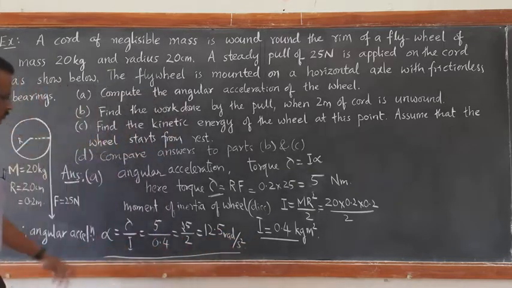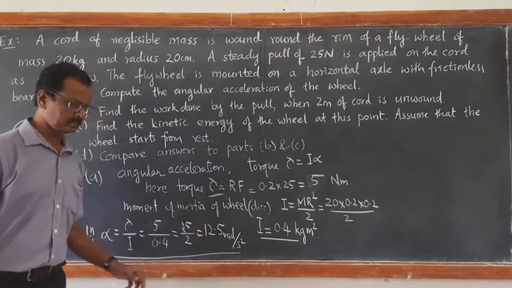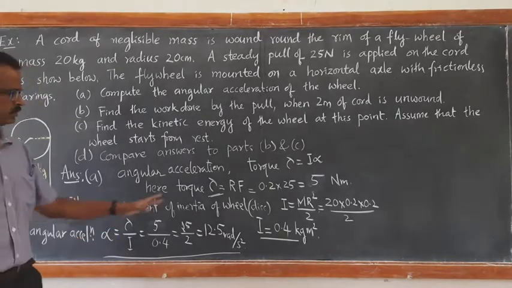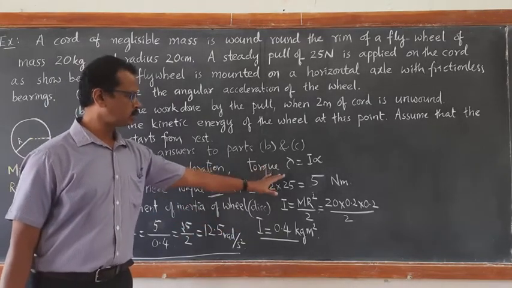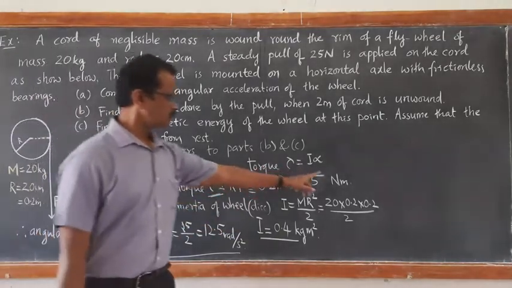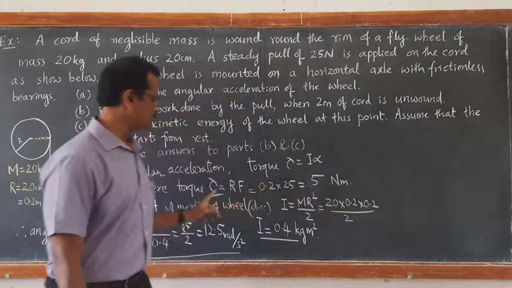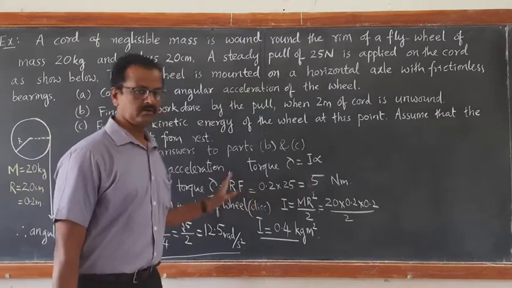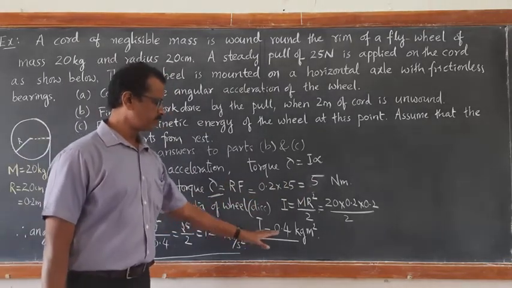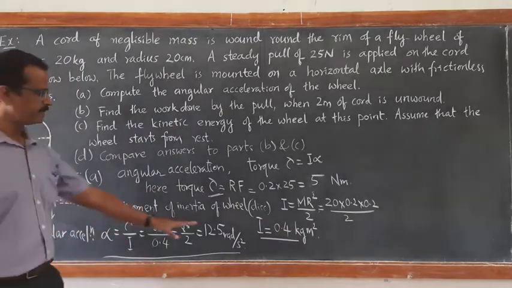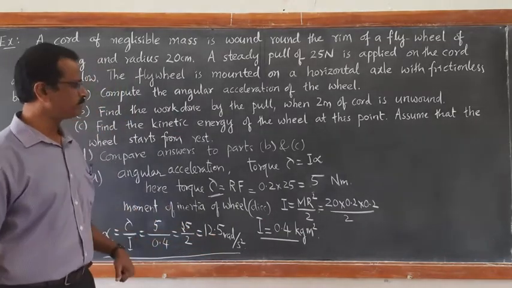So you have to mention the SI unit. The moment you calculate any physical quantity like angular acceleration, moment of inertia, torque, you are supposed to write the SI unit immediately. Newton meter for torque, kg meter square for moment of inertia, and for alpha, radian per second square: 12.5 radian per second square.